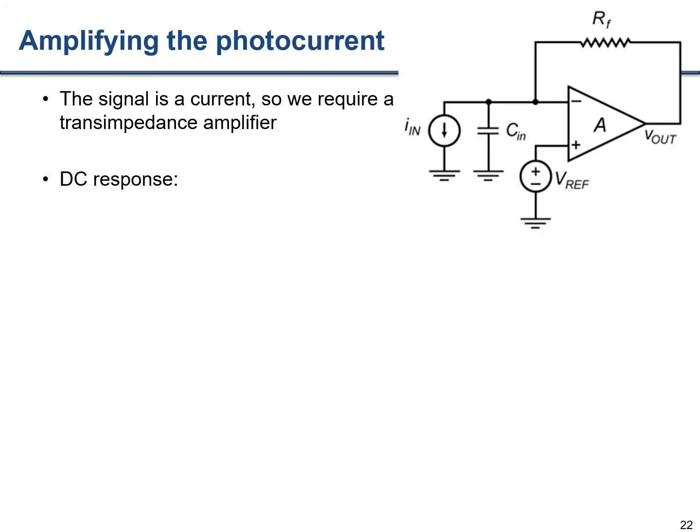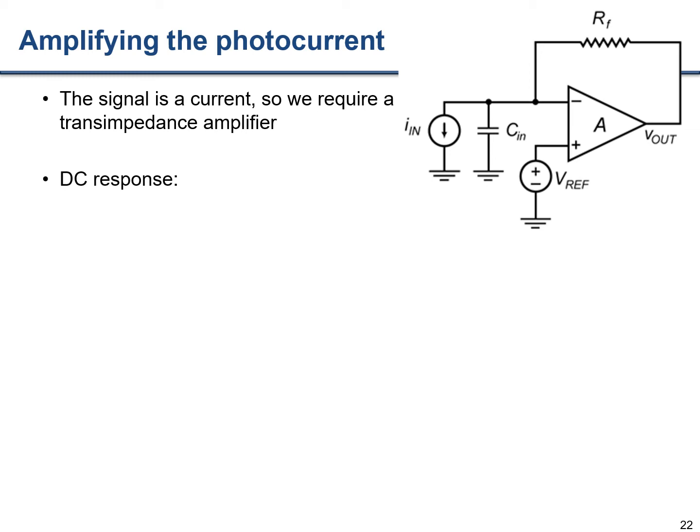So normally what we do when we want to amplify the current coming out of a diode is we will use what we call a transimpedance amplifier. A transimpedance amplifier is nothing more than an amplifier that takes in an input current and outputs an output voltage.